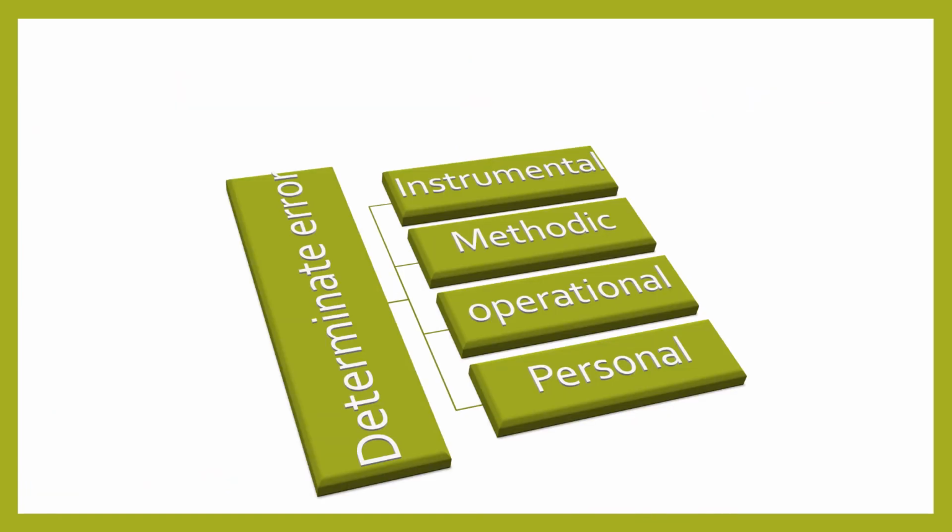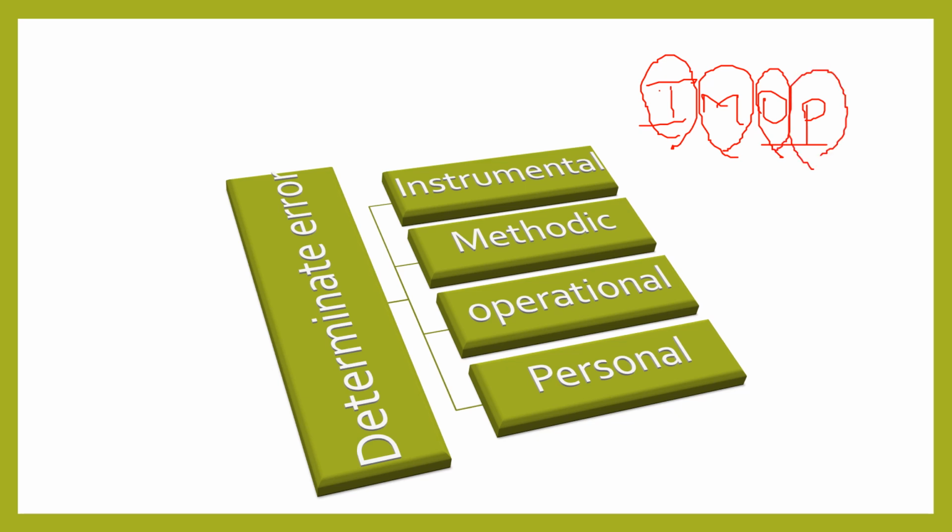Determinate errors are of four types. Based on the source, you can classify them into instrumental error, methodic error, operational error, and personal error. Now, how to remember these? I had a friend in my college, his name was Prakash. Whenever somebody asked him, "Who are you?" he used to say, "I am OP." So remember: I, instrumental error; M, methodic error; O, operational error; and P, personal error. Let us see each one by one.